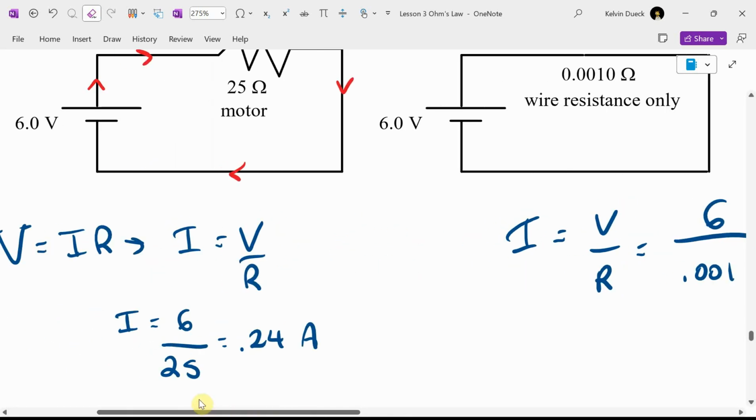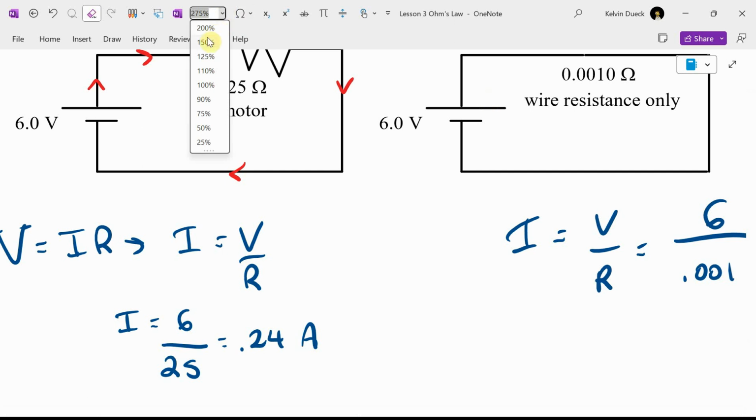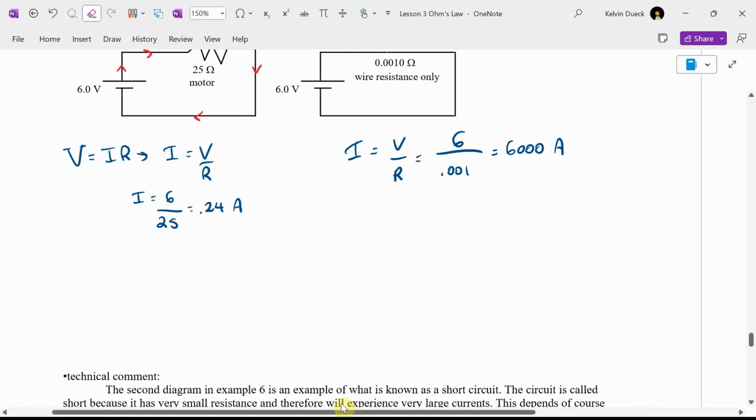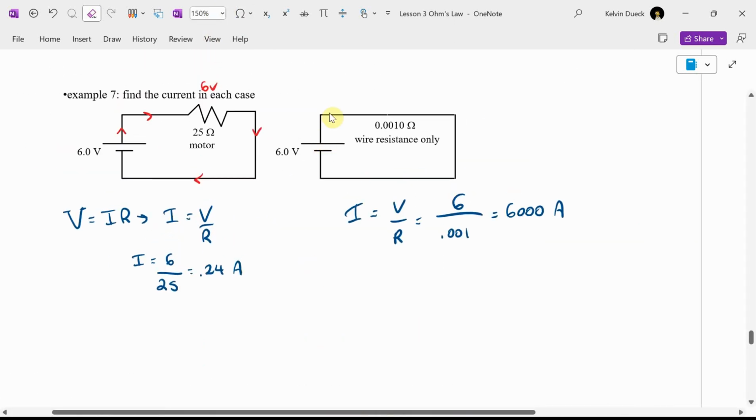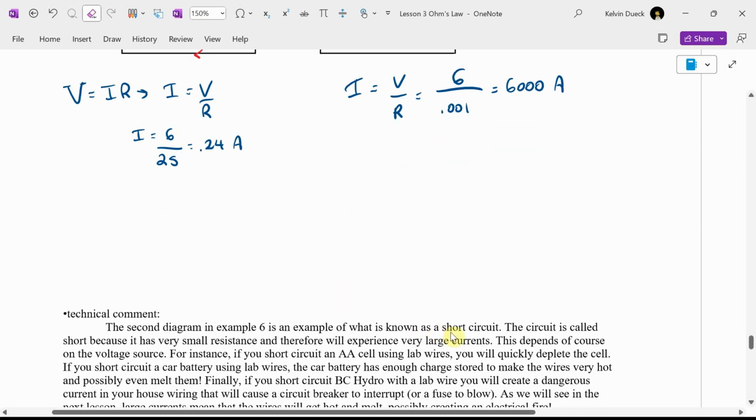Versus here, and it's kind of counterintuitive because you might say, well, wait a minute, here we're running a motor. Shouldn't that bleed the battery faster than running nothing at all? No, because the current is going to spike in that. We have a special name for a situation like this, where you have a battery completing a circuit with no resistor in between. We call this a short circuit.